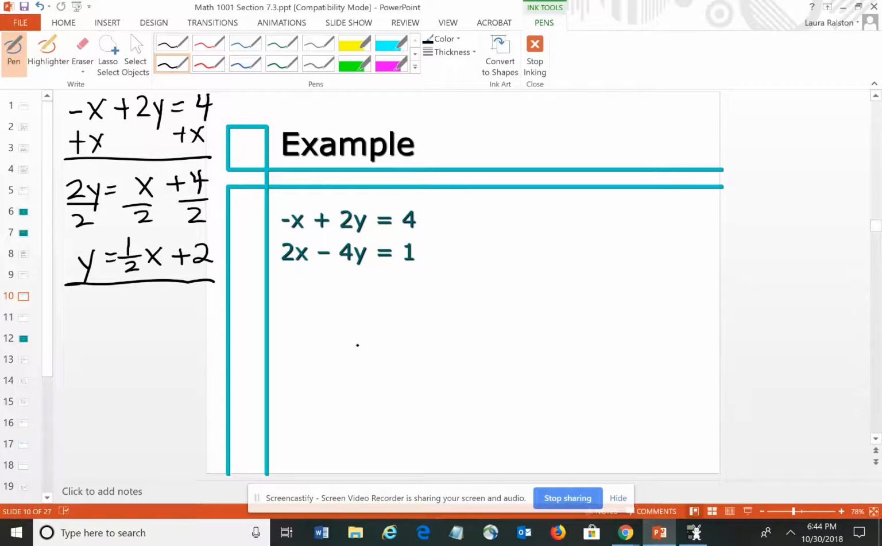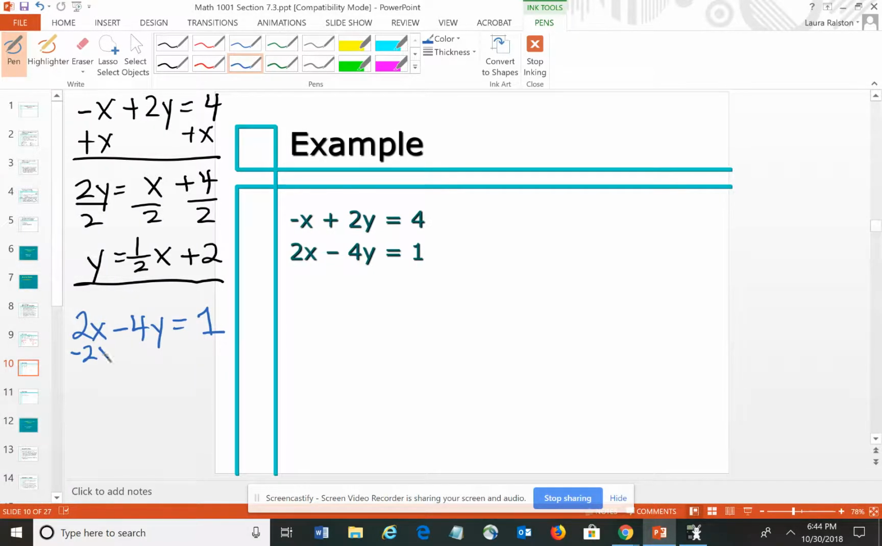Okay, then we go back and we do the second equation. So we have 2x minus 4y equals 1. So we subtract 2x from either side. So I have -4y equals -2x plus 1. Divide everything by -4. So I have y equals positive 1/2 x minus 1/4.